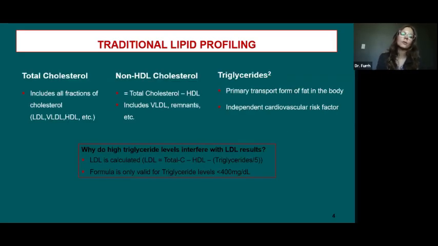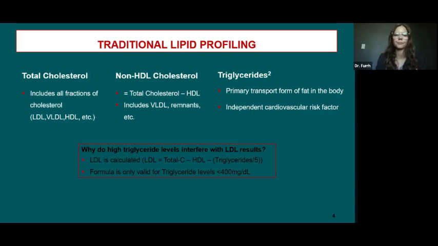Then we also have our total cholesterol, and that is just the sum of all the fractions of cholesterol, so your LDL, your HDL, VLDL, and all the others. Non-HDL cholesterol is exactly what it sounds like. It's your total cholesterol, and you just subtract the HDL, and that leaves you with a non-HDL fraction. And this therefore includes the VLDL, other remnants, and so forth. Now, triglycerides is completely separate from this. It is not included in the cholesterols. This is the primary transport form of fat in the body, and it is an independent cardiovascular risk factor separate from cholesterol.